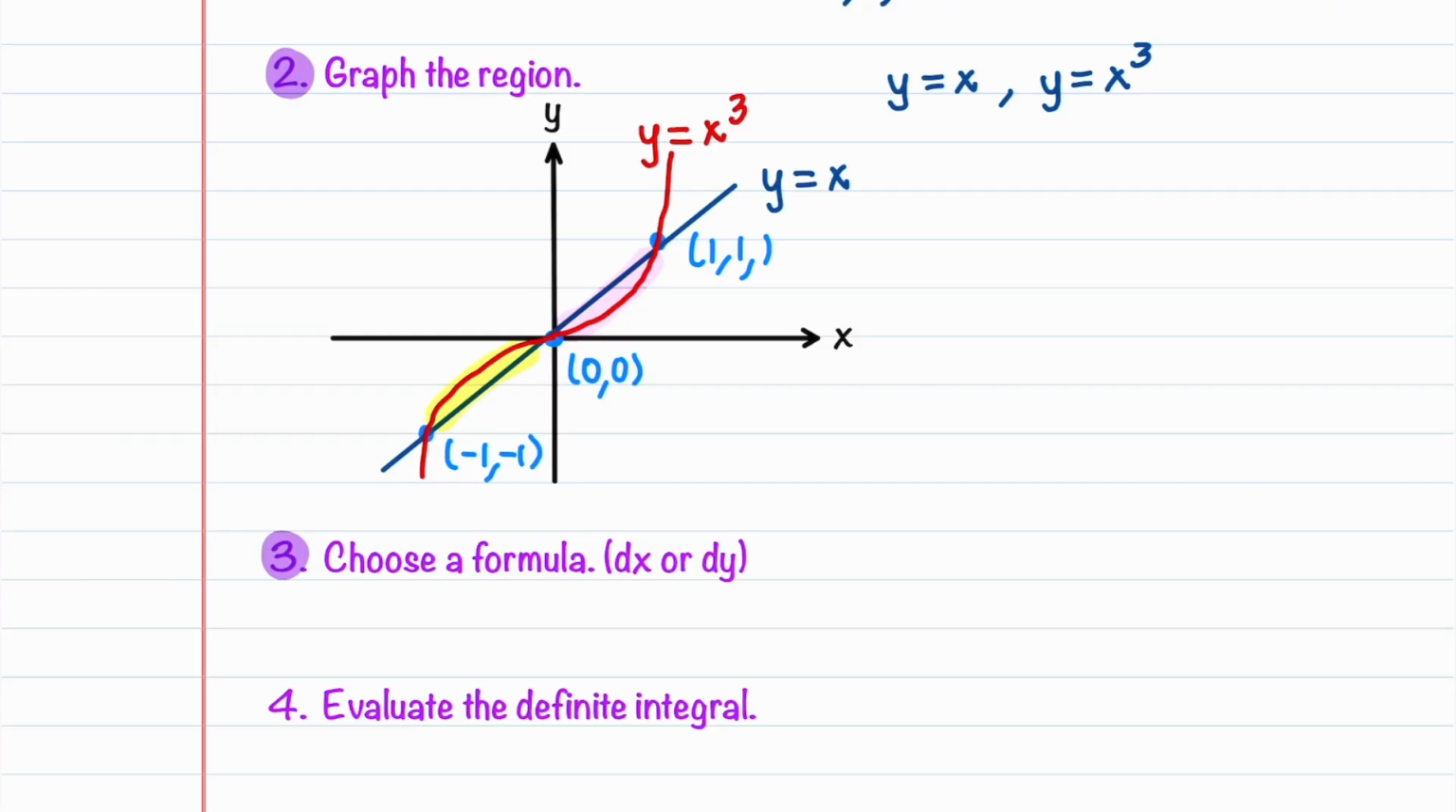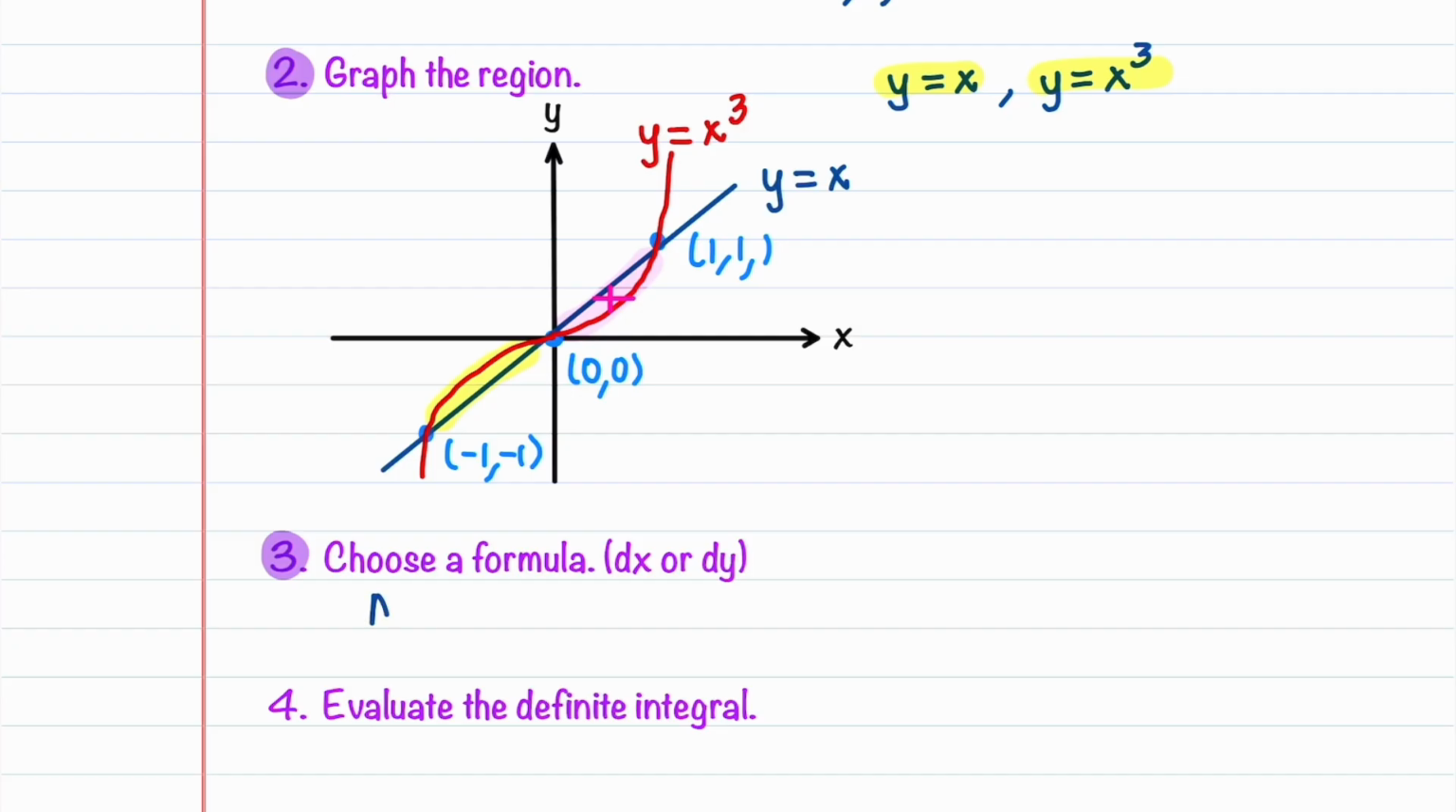Let's now choose a formula. We need to decide if we want to integrate with respect to x or with respect to y. So let's go up to our graph and let's draw a vertical line in our pink region. Notice that we have a curve on the top and a curve on the bottom. That means we can integrate with respect to x. If we draw a horizontal line, we have one curve on the right and one curve on the left, so we could integrate with respect to y. I am going to choose to integrate with respect to x because our functions are given in terms of x.